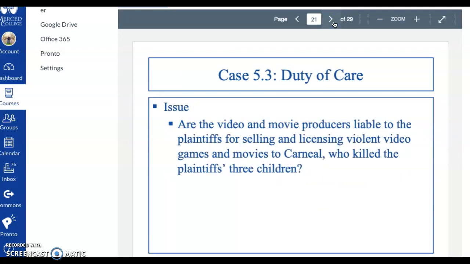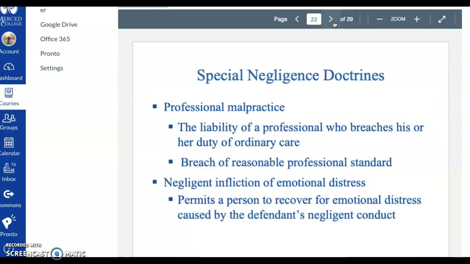And there is a case that we will look at. And then we're looking at special negligence doctrine. So professional malpractice: professionals are held to a little bit higher standard than just a regular run-of-the-mill individual, and they must hold the same standard as someone in that same profession.